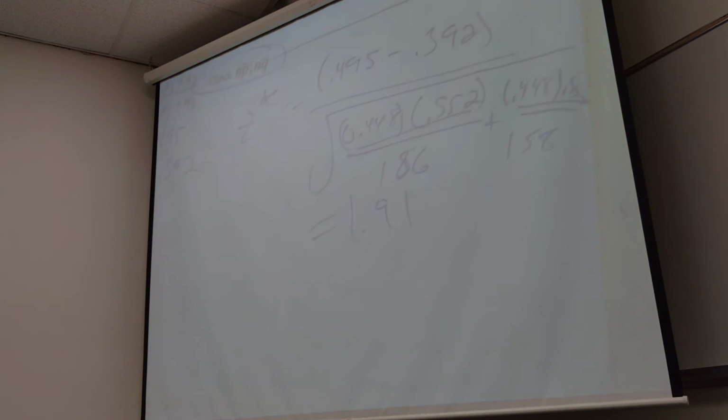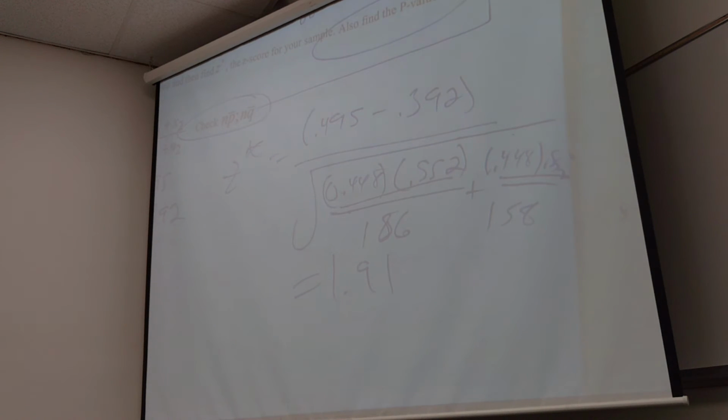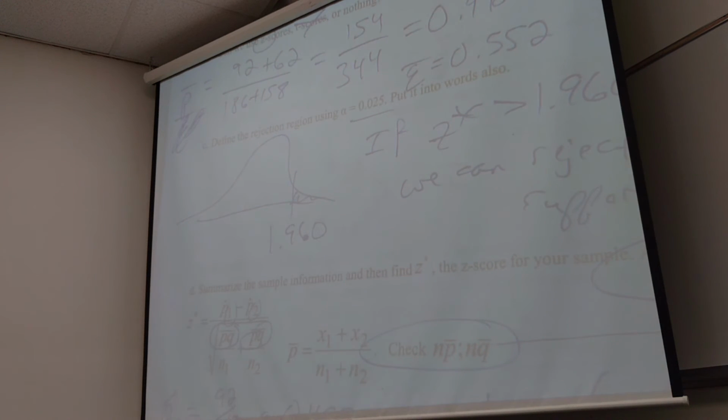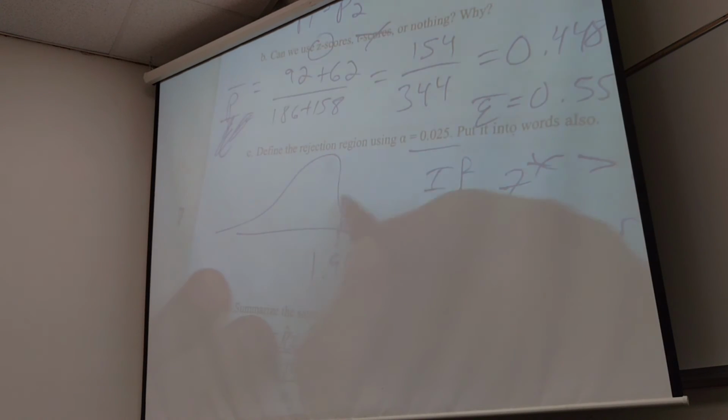1.91. What's the p-value? Remember how to find the p-value. Where's alpha on this picture? Where is it? The shading. Beautiful. Alpha is the area in the tail that your critical score, your rejection z-score, makes. P-value is the area in the tail that your z-score makes. So what's the area in the tail of 1.91?